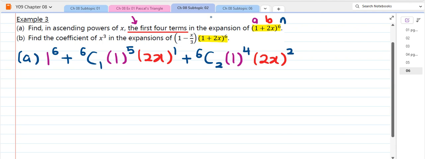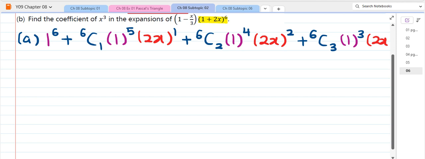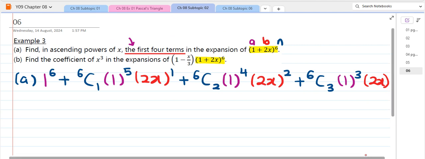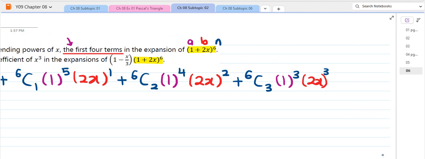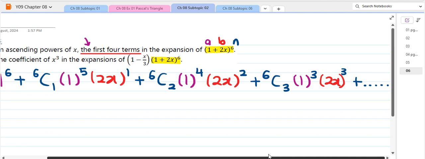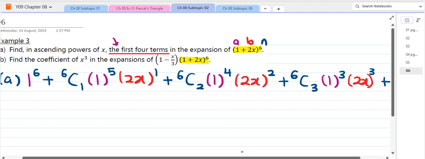And then the fourth term, so this is going to be your last term to be written, 6C3, and there's a 1 as your a, 1 to the power of 3, which is decreasing from 4, and also b, which is 2x, will be written as the power of 3. For the next few terms, you don't need to write them down because they are not required, so I'll just write a continuation of dot dot dot. So let's expand this one properly.